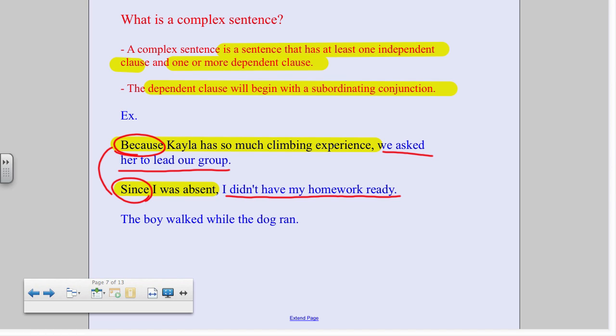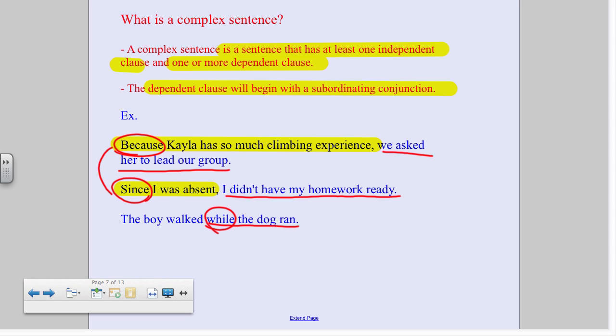It doesn't have a subordinating conjunction. Notice these are 2 subordinating conjunctions that you can find on your list. Where's the other one? There's no comma. Why is there no comma? Because if a sentence begins, such as the highlighted ones, with a dependent clause, there'll be a comma in the middle between the dependent and independent clause.